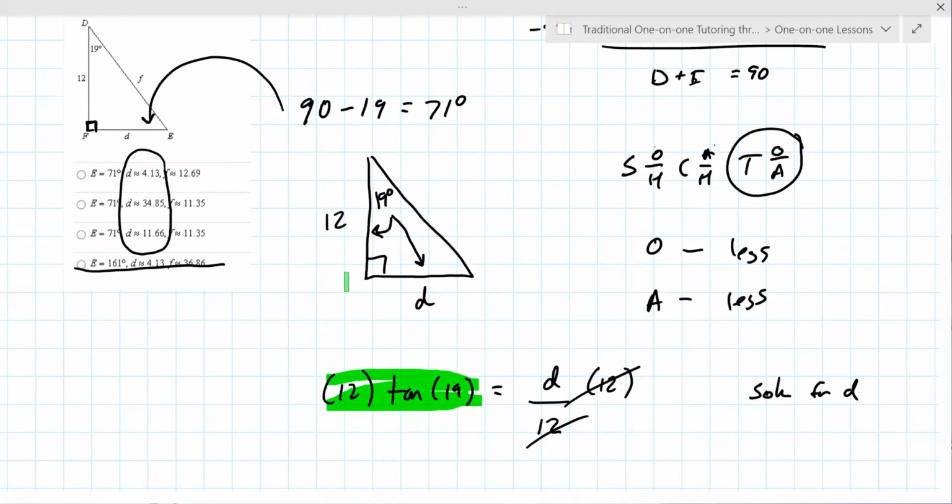Okay. Anyone in, is it 4.13? Sounds right. Yep. Is your mode in degrees? Yes. Okay. Yeah, that's very reasonable.